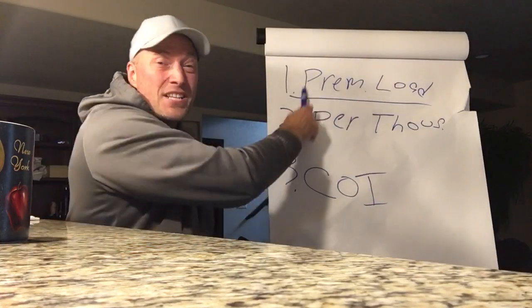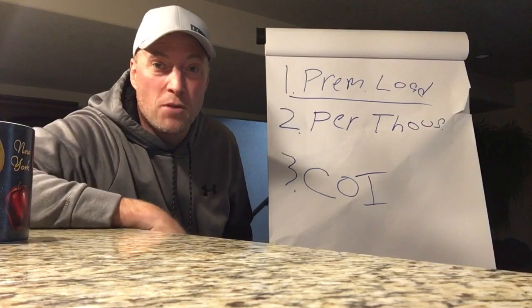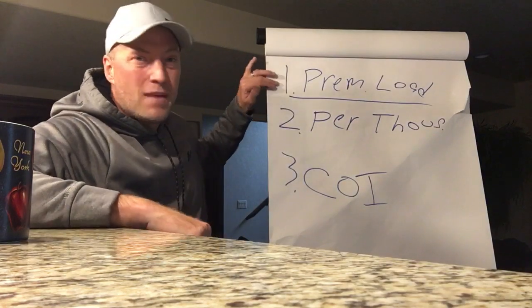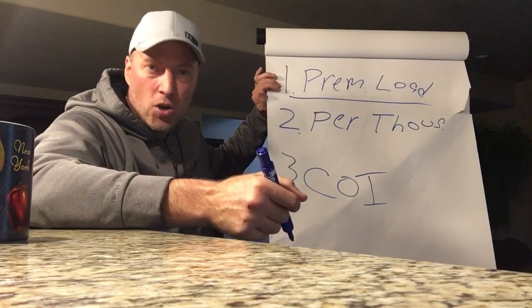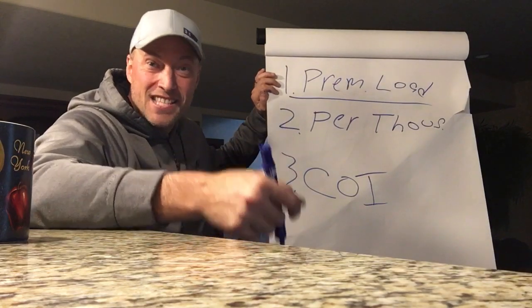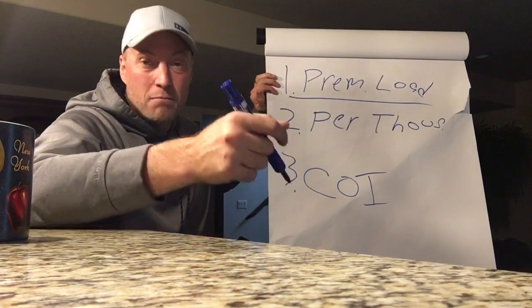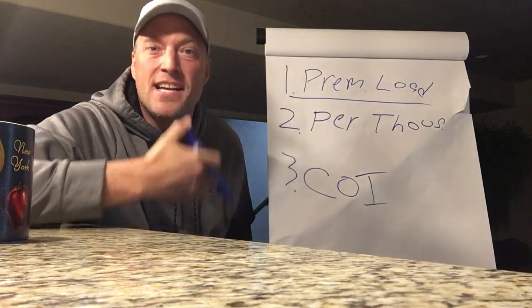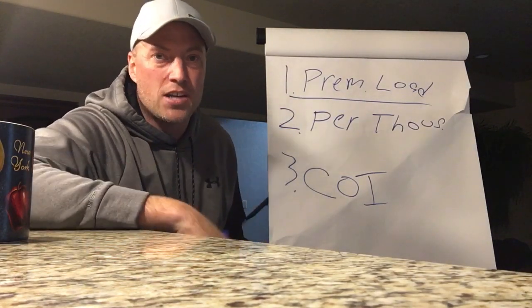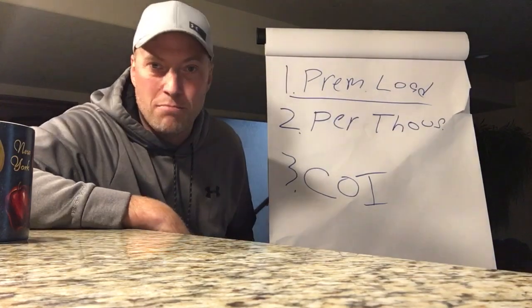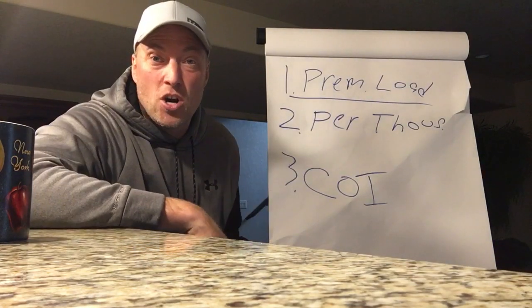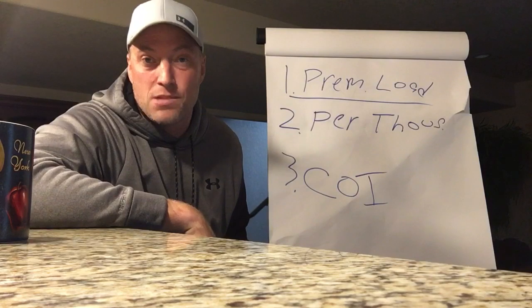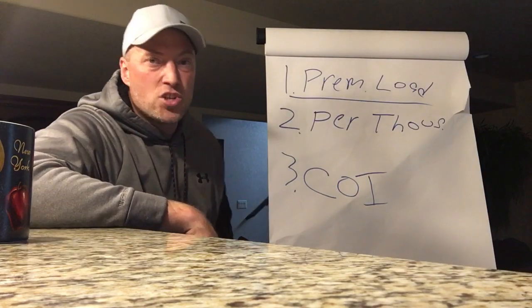In short, basically all of these expenses, for the most part, can change. Premium loads, many times the current premium load being charged is less than the guaranteed premium load being charged. Guaranteed being the maximum that the insurance company has in the contract. So read your contract. Per thousand charges, many times those per thousand charges are less than what the maximum is that can be charged. Cost of insurance charges.